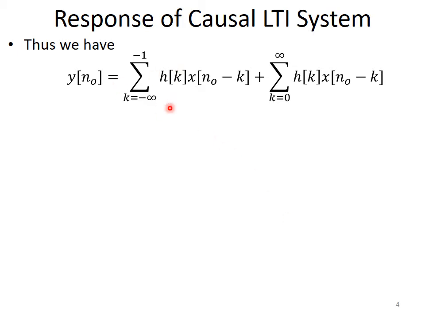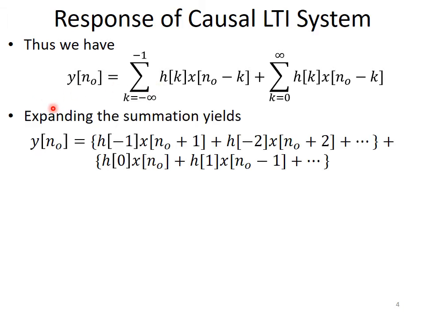Now we can rewrite the convolution sum in this form. We have broken the convolution sum into two parts: one part where k is from minus infinity to minus 1, and the other part where k is from 0 to infinity. Now let us expand these two summations. After expanding, we get this equation. This is the part where k is from minus infinity to minus 1, and this one is the part where k varies from 0 to positive infinity.